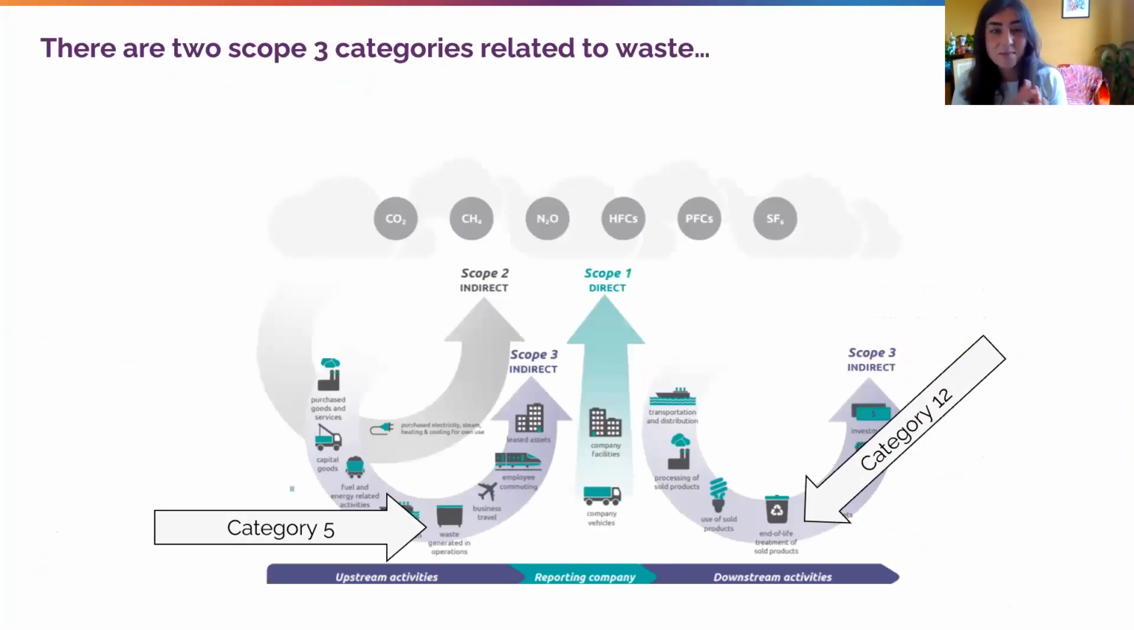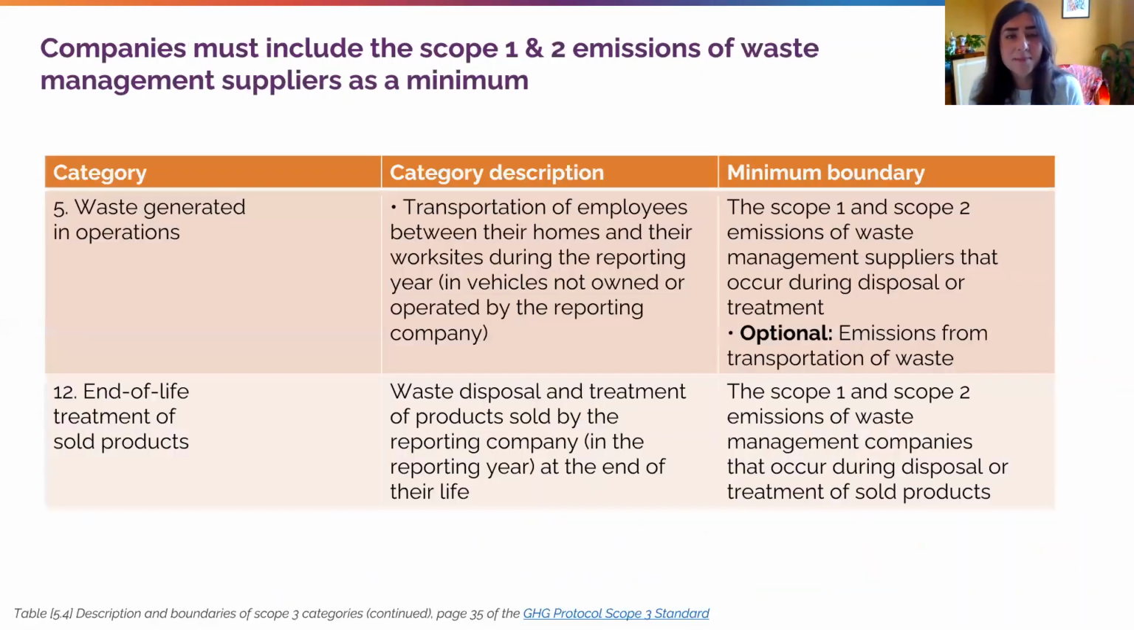So now moving on to the next slide, we're talking today about waste, and Steve already kind of went into that, but there are 2 scope 3 categories that are related to waste within the Greenhouse Gas Protocol. The first is category 5, waste generated in own operations, and the second is category 12, which is end-of-life treatment of sold products. And if we go on to the next slide, please.